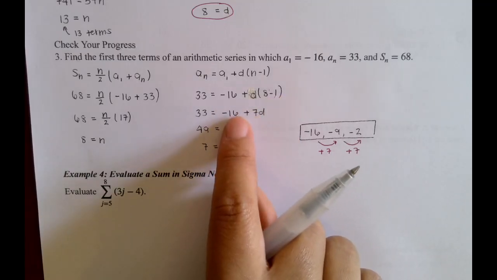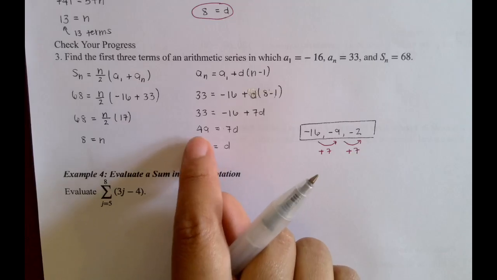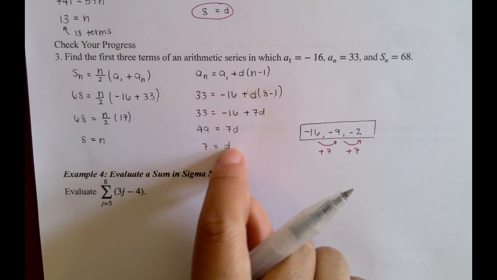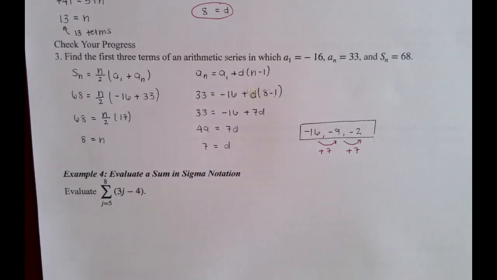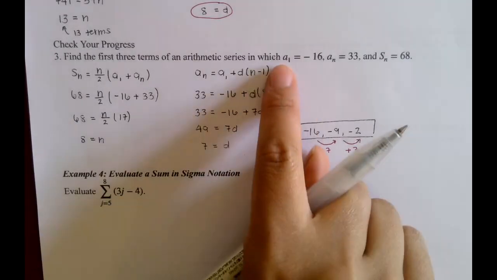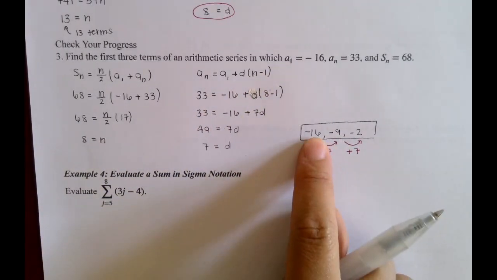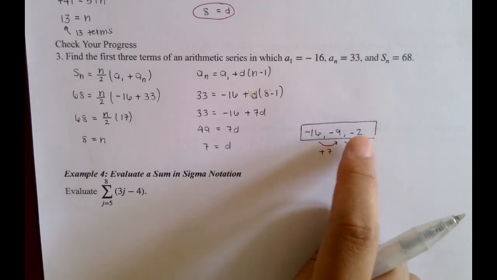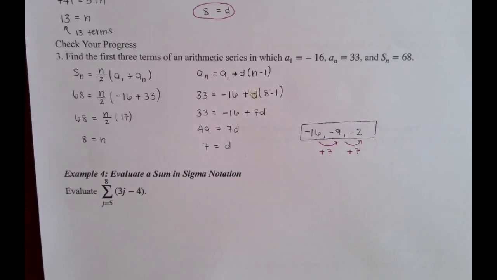Got rid of the minus 16 by adding 16 on both sides. That gave me 49 equals 7d. Got rid of the times 7 by dividing by 7 on both sides, so d equals 7. So here, first term is negative 16. Adding 7 to get my next term, which is negative 9. Adding 7 to get my next term, which is negative 2.